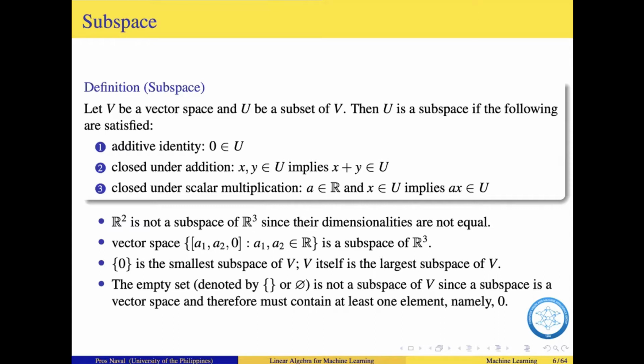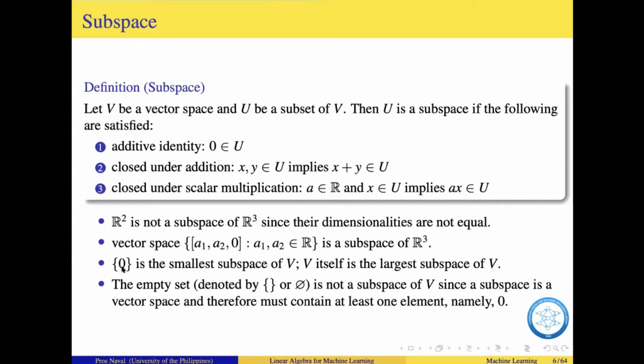And take note that the subspace U is a vector space in its own right, satisfying the properties of a true vector space. So with this definition, we see that the two-dimensional space R2 is not a subspace of R3, since their dimensionalities are not equal. On the other hand, the vector space defined by the set of vectors whose elements are real numbers a1, a2, and 0 is a subspace of R3.